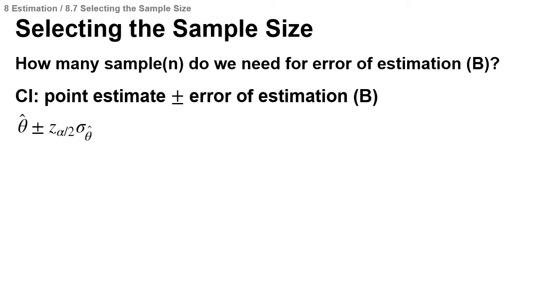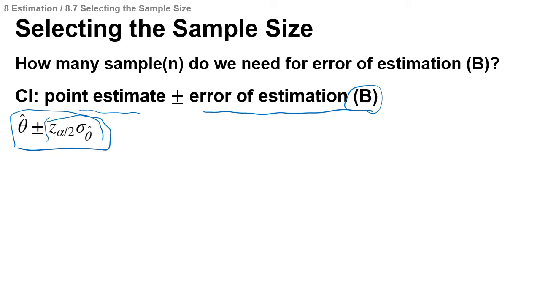Next, section 8.7 is about selecting the sample size. In this problem, how many samples n do we need for a given error of estimation? In our confidence interval calculation, it is represented like this. We have a point estimate plus minus the error of estimation b, so our confidence interval is calculated from this formula. And how many samples n do we need for a certain error of estimation?